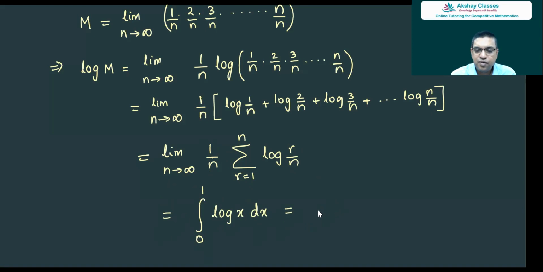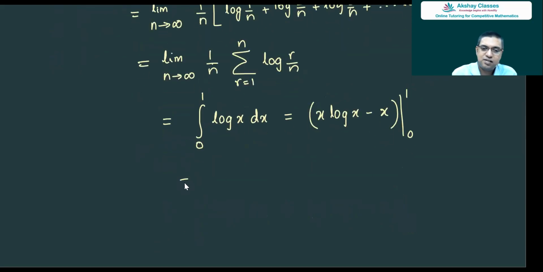Now the integral of log x is x log x minus x. This we have done already, from 0 to 1. Now log 0 does not exist. Log 1 exists, so it is 1 into log 1 minus 1. Log 1 is 0.